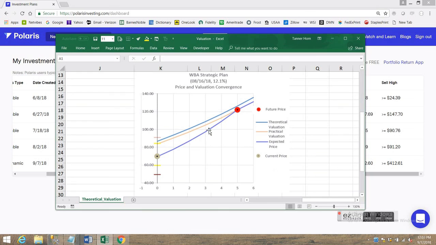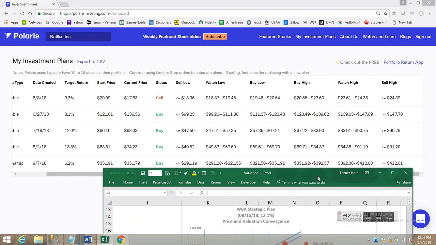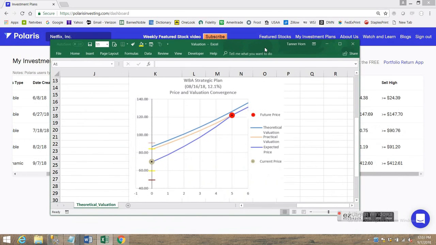Now it's important to know that these thresholds being shown in the investment plans assume 5 years. So if you were to let the plan run 6 years, 7 years, you would actually be extending the purple line above this red dot, and it would continue to grow.